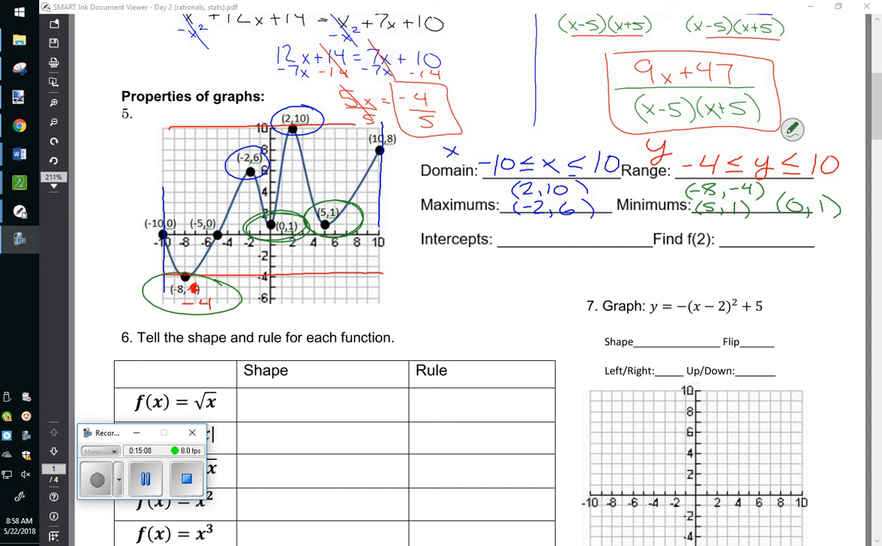Show me with your fingers how many intercepts this graph is going to have when you get done.